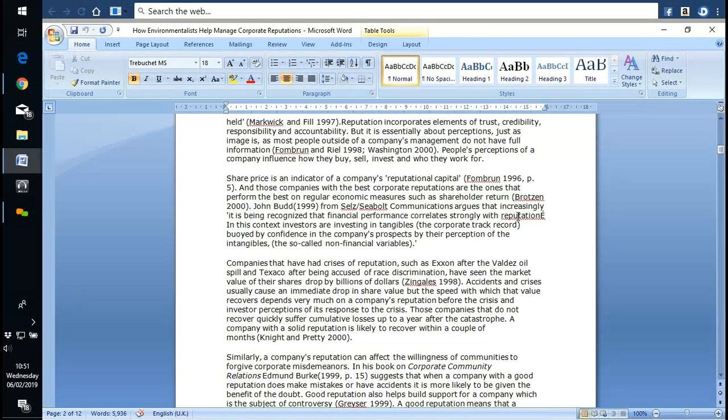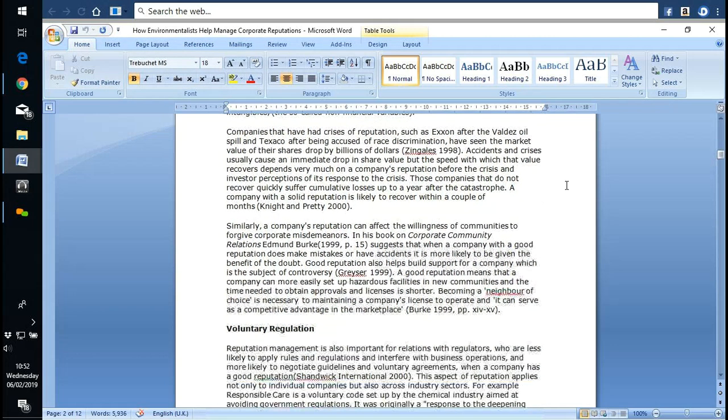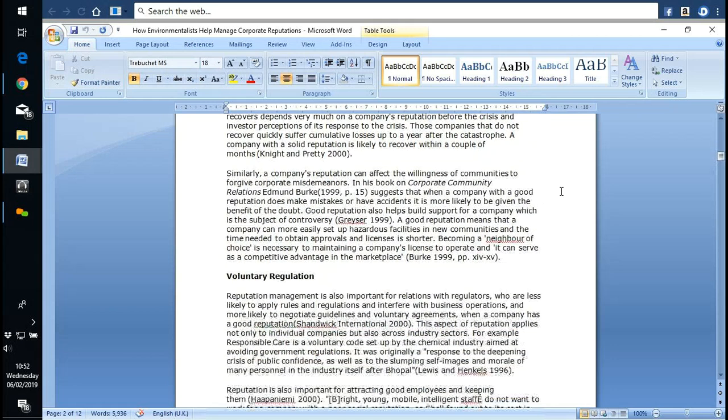A little bit more extensive, it looks at a share price indicator. Companies that have had crises of reputation, such as Exxon Valdez, Texaco, various oil spills, but mainly they're highlighting the big ones here because those are the ones that get the headlines. And then it looks at what they've done about making sure that doesn't happen again.